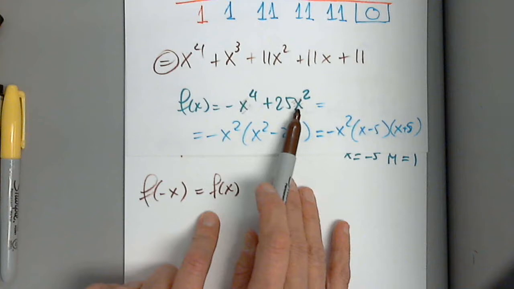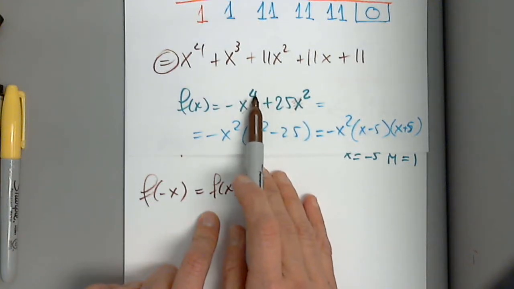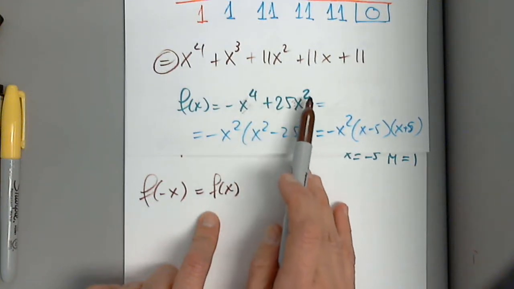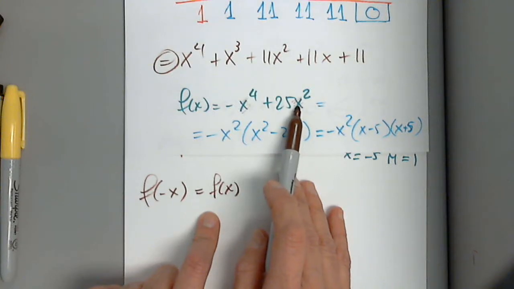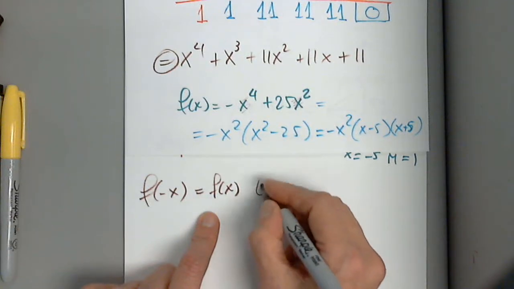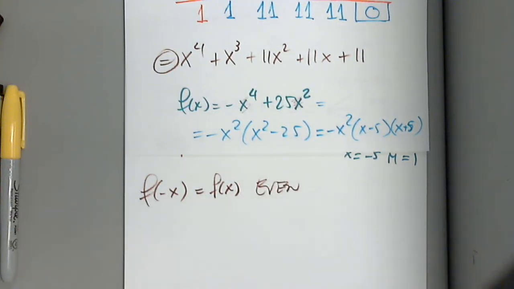Because negative x will not change anything. When I take it to the fourth power, it will still be x to the fourth. When I take it to the second power, it will still be x squared. Should I show this? Is it clear? So the function is even, which means symmetry with respect to the y-axis.